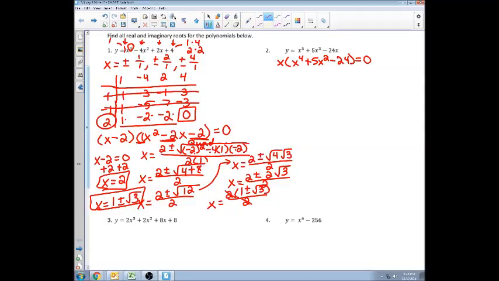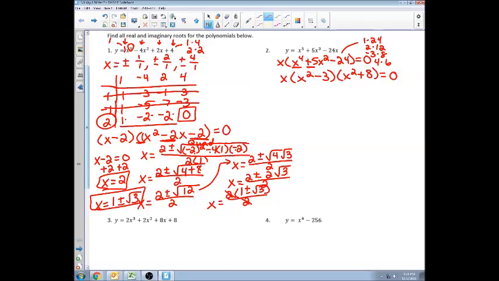I can do nothing else with x, but I can factor x to the 4th plus 5x squared minus 24. The factors of 24 are 1 and 24, 2 and 12, 3 and 8, and 4 and 6. So which one of those could possibly add up to 5? That would be 3 and 8. Since I need a positive 5, my 3 is what would be negative. Since I have an x to the 4th, my first term is always going to be x squared. I know my 3 needs to be negative, so it will be x squared minus 3 times x squared plus 8 equals 0.